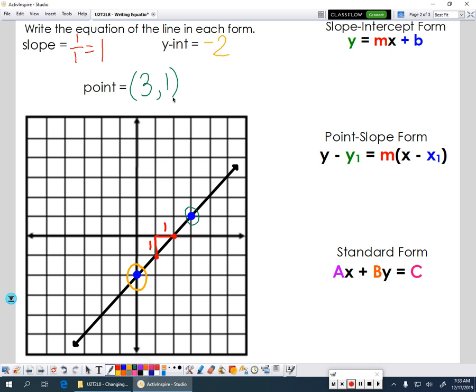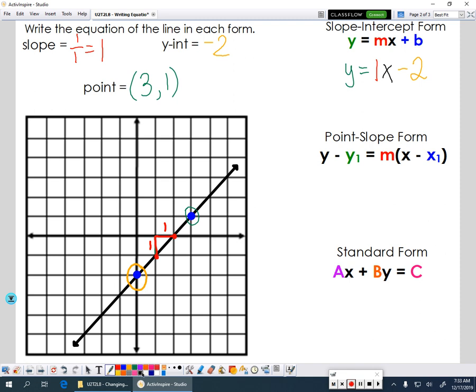From here, what I need to do is think about each form. So I'm going to start with slope-intercept form because this line does have an intercept. And I'm just going to plug in my values for that. So I'm going to start off with y equals, and then my slope, the slope of this line is 1. And then I've got my x. And I want to add my y-intercept. My y-intercept is -2, so I'm actually going to do -2. So in slope-intercept form, this equation is y equals 1x minus 2.